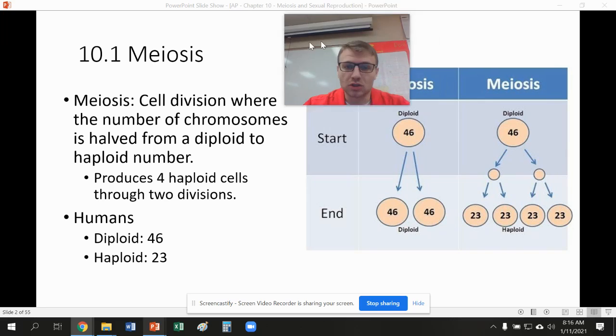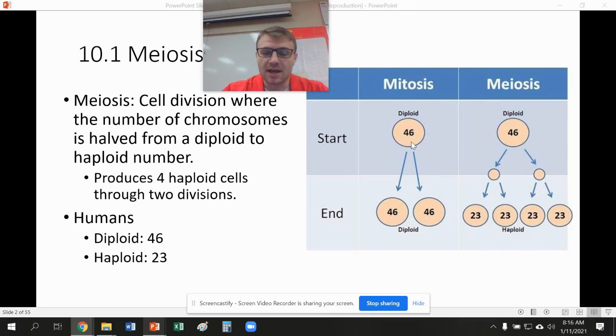One comparison that we can do to mitosis is that the cell is going to start out with 46 chromosomes in mitosis, just like meiosis. However, these cells are going to be diploid, and they're going to have both sets of the 46 chromosomes in the final cells.